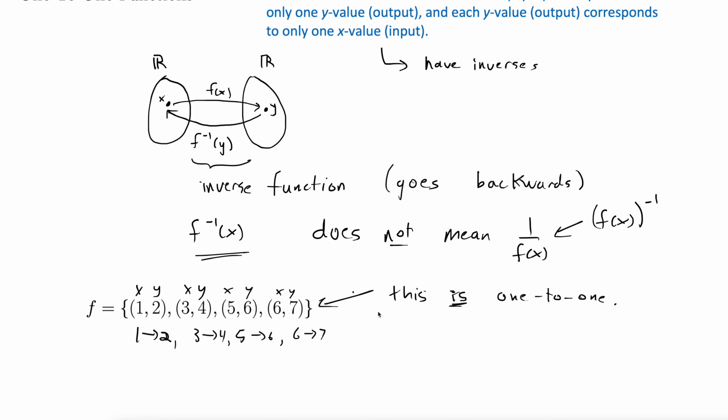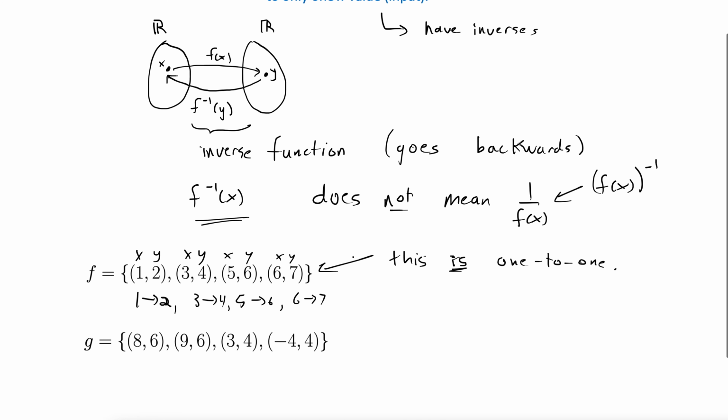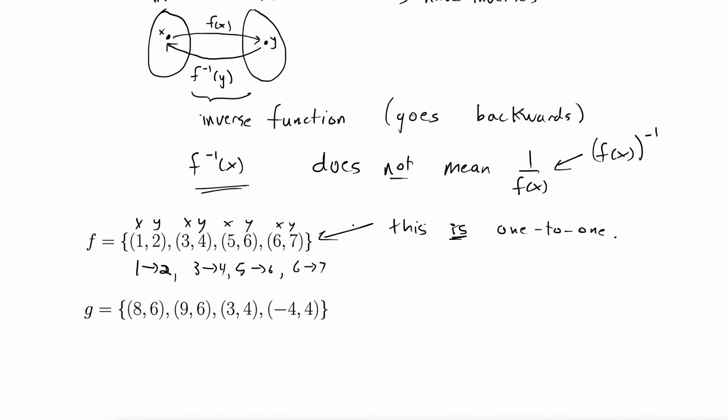Let's look at one that's not one-to-one. Here we have g. g says (8, 6), (9, 6), (3, 4), (-4, 4). So we can see pretty quickly that 8 goes to 6, but we also have that 9 goes to 6. That's two different x values both going to the same y value.